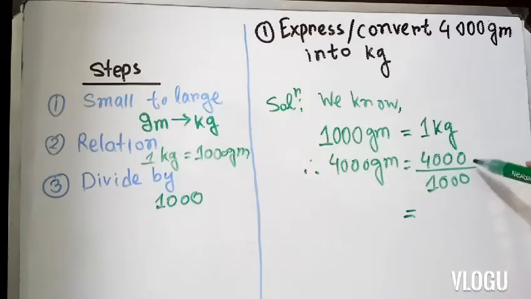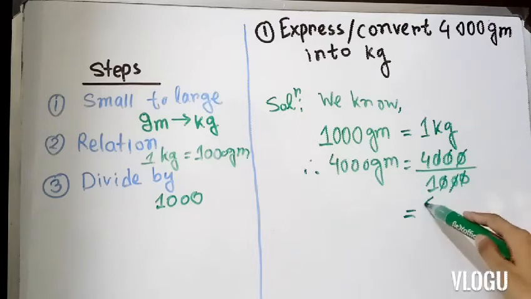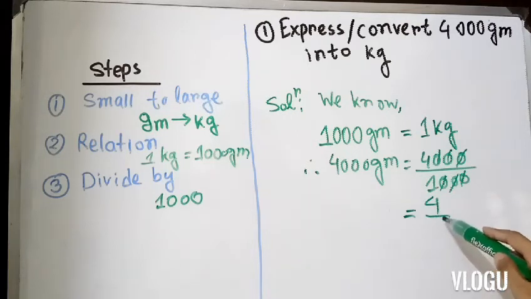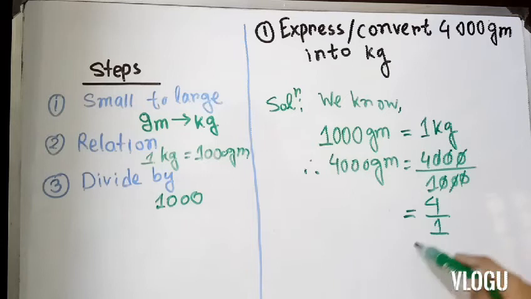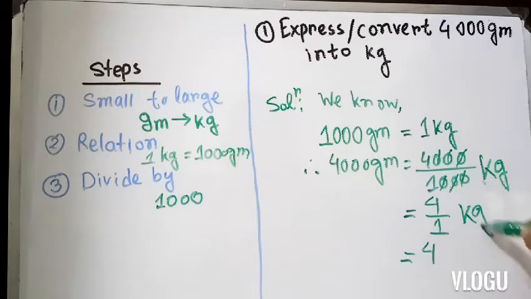So first we will cancel zeros. We will get 4 by 1. We know 4 by 1 is equal 4. So answer is 4 kg.